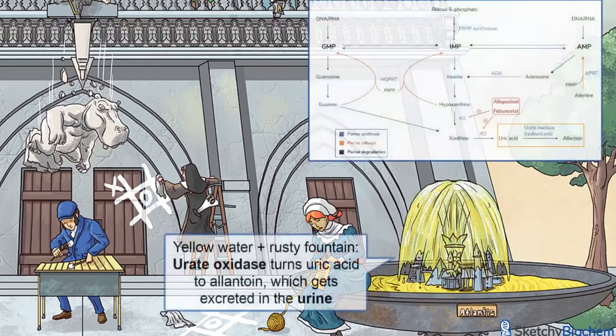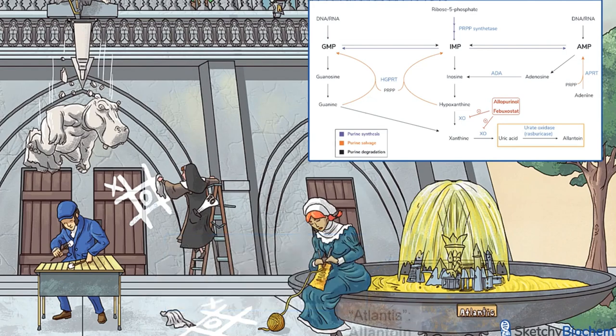After making uric acid, urate oxidase turns it into allantoin, which gets excreted in the urine. The rusty fountain containing yellow water is urate oxidase. We initially wanted to name the fountain Allantoin, but we decided on Atlantis, but only because it honestly just made way more sense.